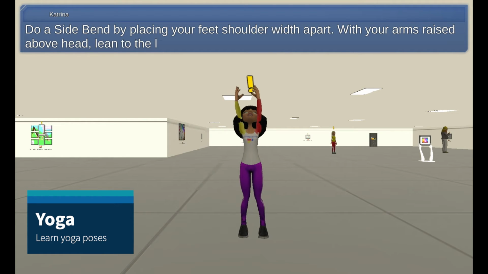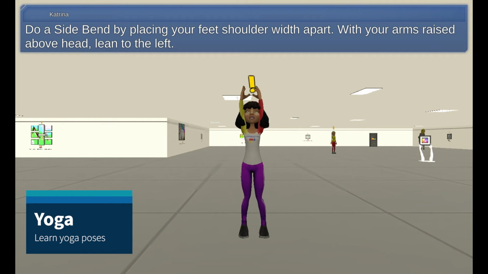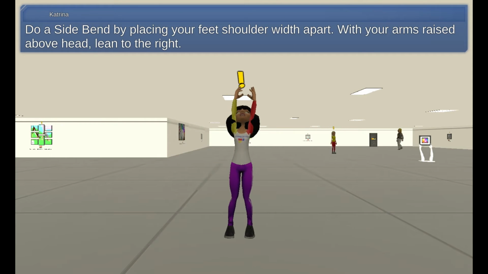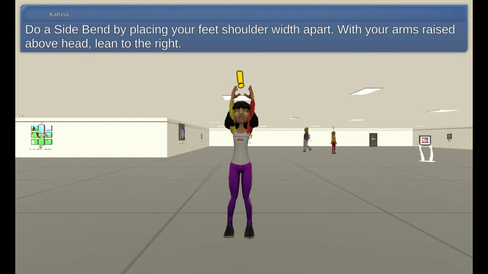Do a side bend by placing your feet shoulder width apart. With your arms raised above head, lean to the left. Do a side bend by placing your feet shoulder width apart. With your arms raised above head, lean to the right.